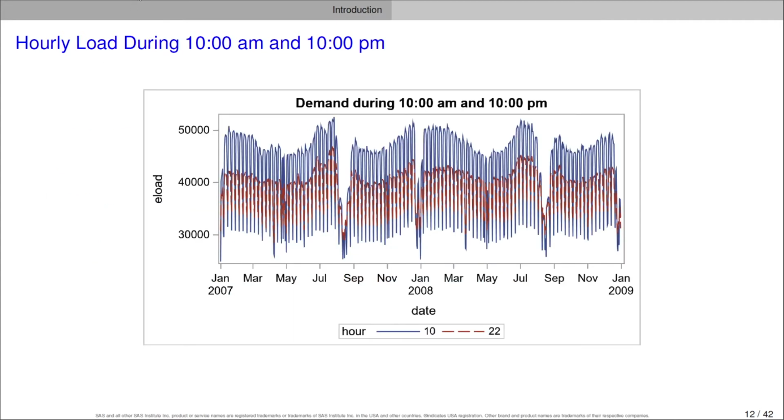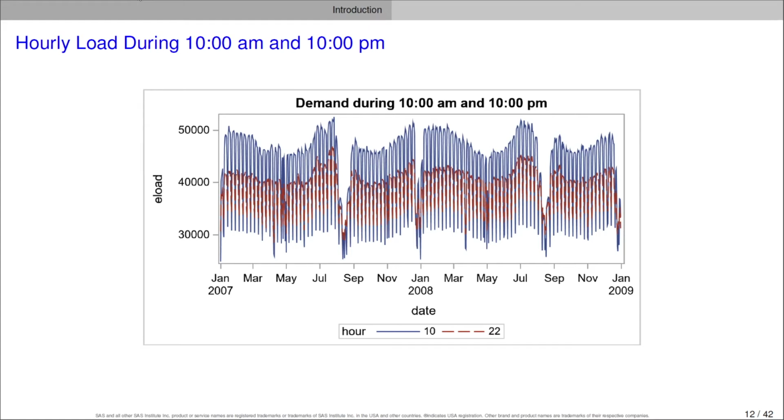The plot on this slide illustrates some of this behavior. In order to keep things simple, I have chosen to display only a small portion of the data. The demand during the hours of 10 a.m. in the morning and 10 p.m. in the night is shown for the years of 2007 and 2008. From the plot, you can see that the 10 a.m. demand and the 10 p.m. demand have similar patterns, except that the morning demand is higher than the night.